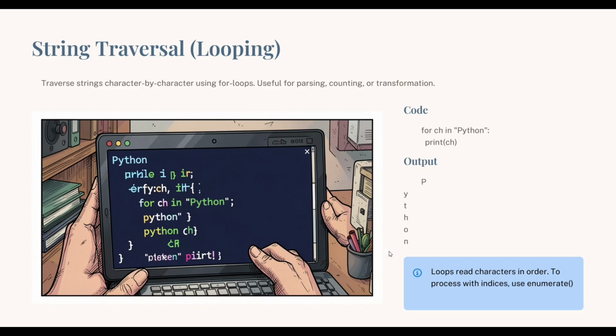P, y, t, h, o, n. Understanding the loop. When the loop starts, first iteration ch is equal to p. Second iteration ch is equal to y. Third iteration ch is equal to t. The loop continues until all characters are processed. This method is useful when we want to count characters, search for specific characters, or transform text.